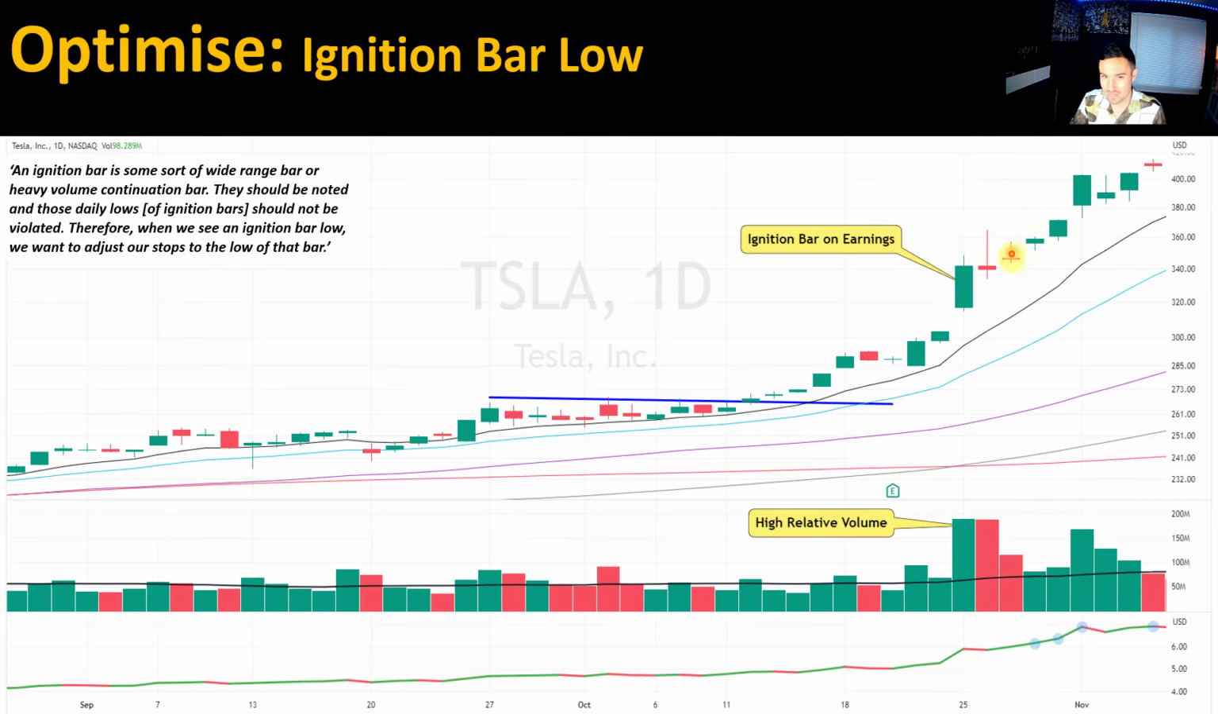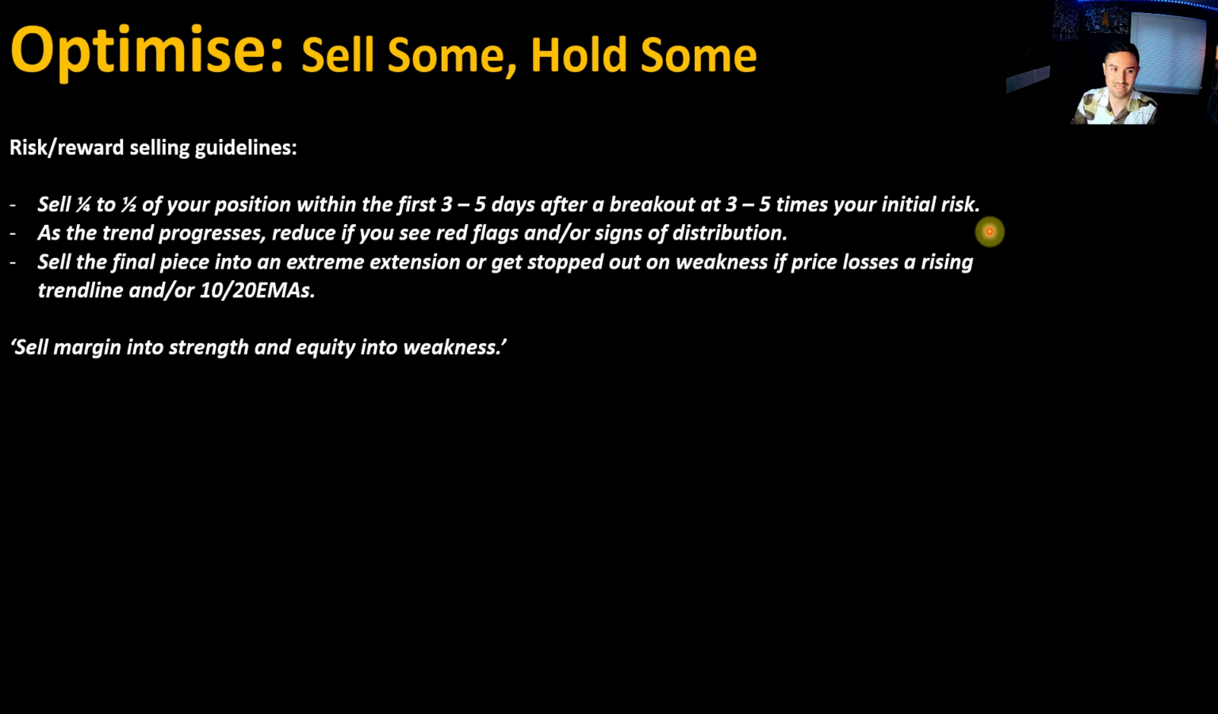And then there is that wick play that we were talking about earlier on. So be on the lookout for those ignition bars in the context of a trend. Wide-spread candlesticks, really positive price action. They should stand out like a sore thumb on the chart, and look at the high relative volume confirming it as well.